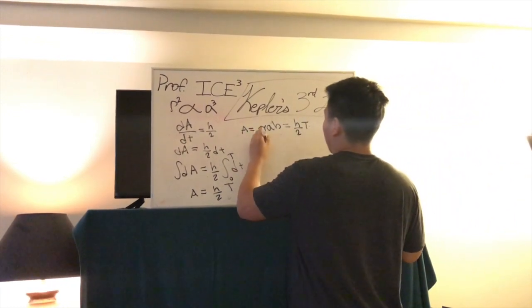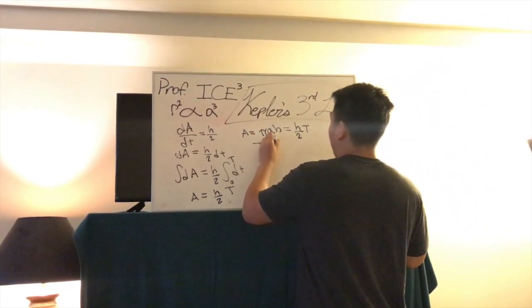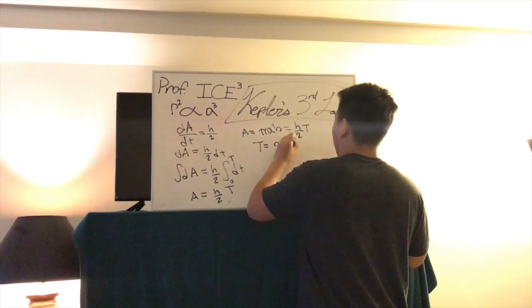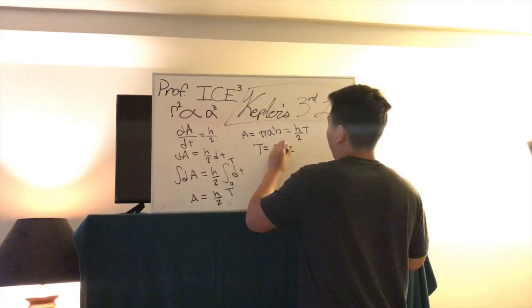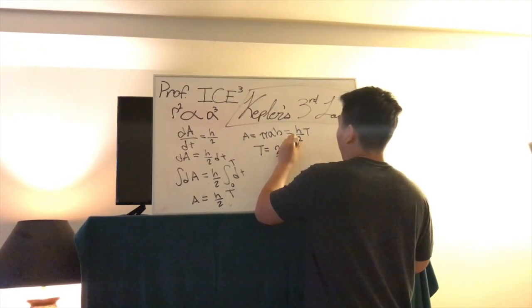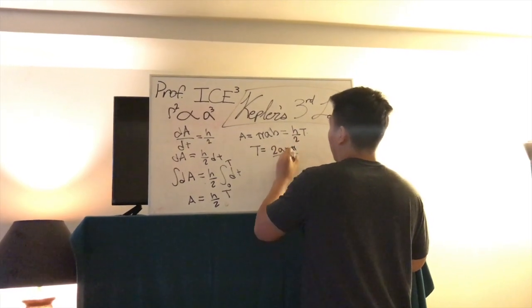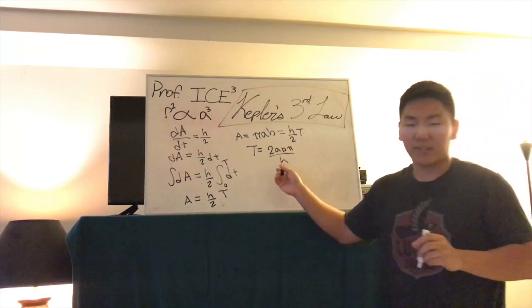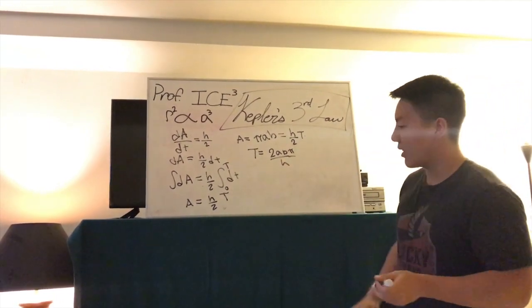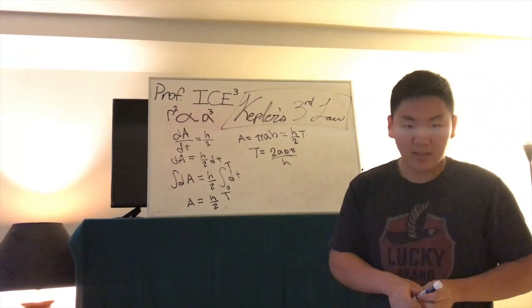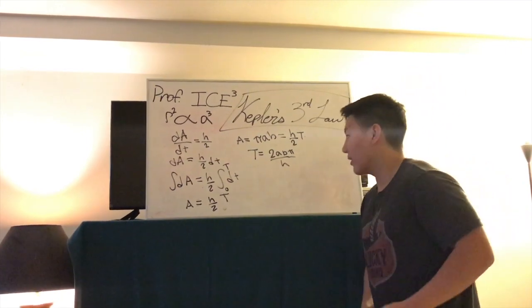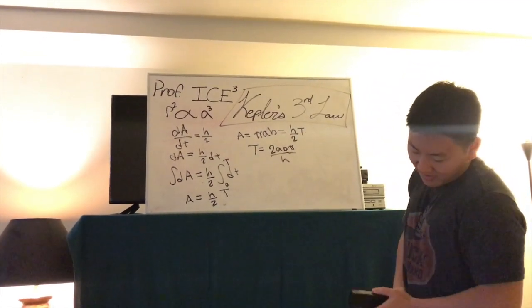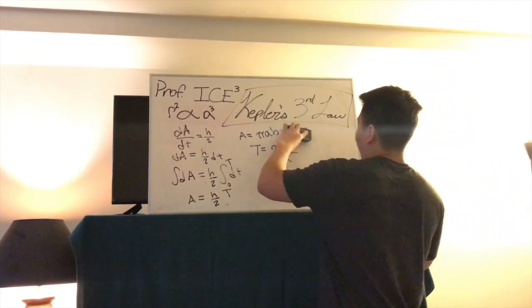So T is equal to 2ab pi over h. Alright, this, we're going to come back to this formula. Just going to put it to the side. Alright, let's erase this.